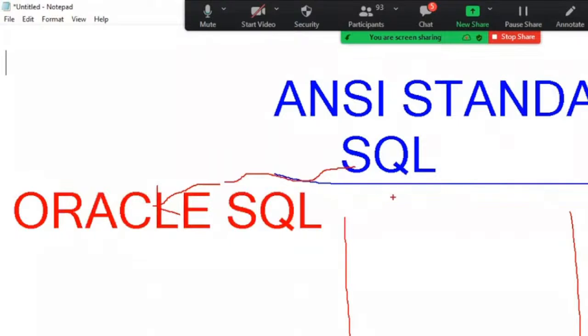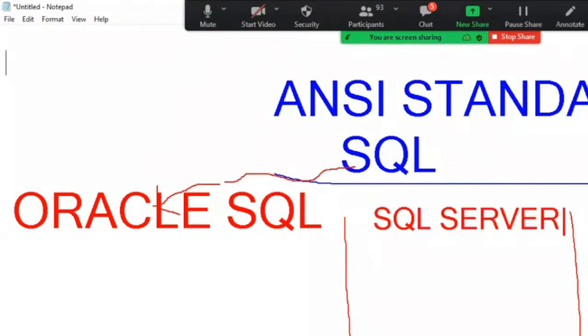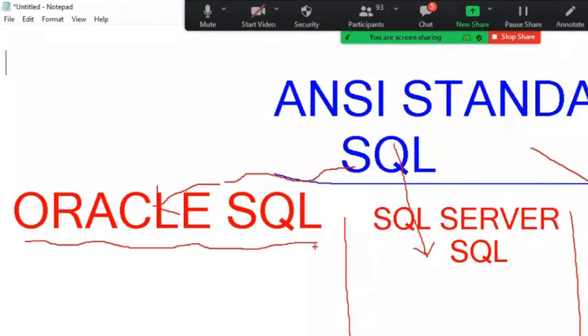That is important, that so many fellows don't know. Again, observe here. SQL Server, a Microsoft product, created their own SQL from this ANSI standard SQL that is called SQL Server SQL. Again, MySQL created their own SQL language from this ANSI standard that is called MySQL SQL. That's why in our class we are learning Oracle SQL. These SQL languages are conceptually the same.